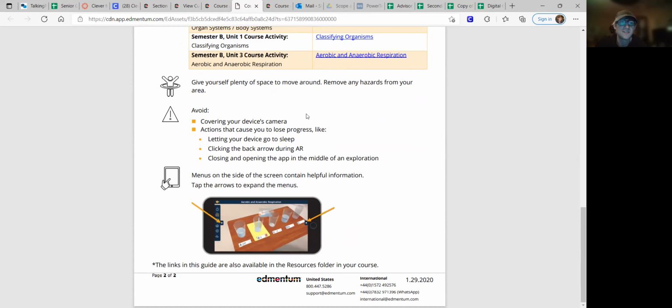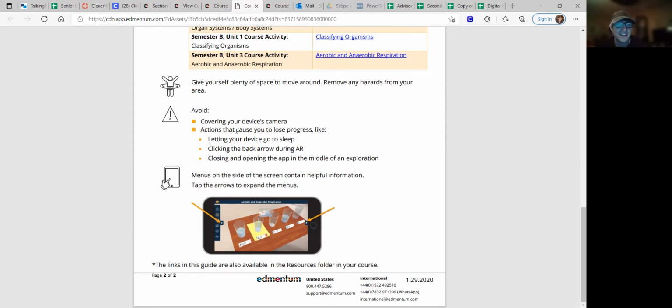Give yourself plenty of space to move around. So it's just like playing Wii or PlayStation Move. You're going to need some room to move around. And don't do this in any weird hazardous areas where you can break things.